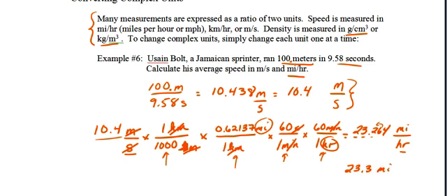So it looks like we have 23.3 miles per hour. Now that was his average speed. That was not his top speed. I think his top speed was over 30 miles per hour, but I'd have to double check that. But his average speed over the course of that track is 23.3 miles per hour. That is really, really moving.